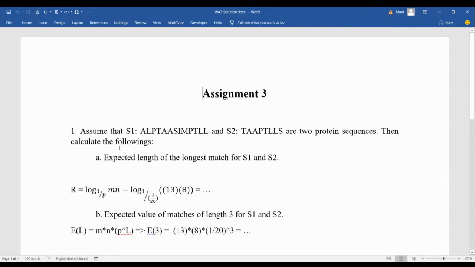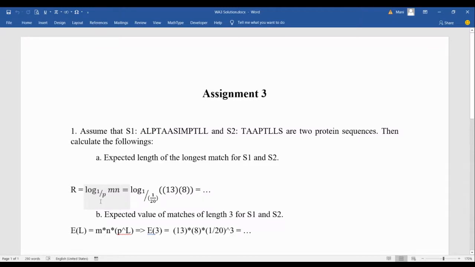Then calculate the following. Part A, expected length of the longest match for S1 and S2. So when we talk about expected length of longest match, we are talking about R. We talked about it in the lecture, and this is the corresponding formula related to that. So the only thing left to do is to know what is P, what is M, what is N.